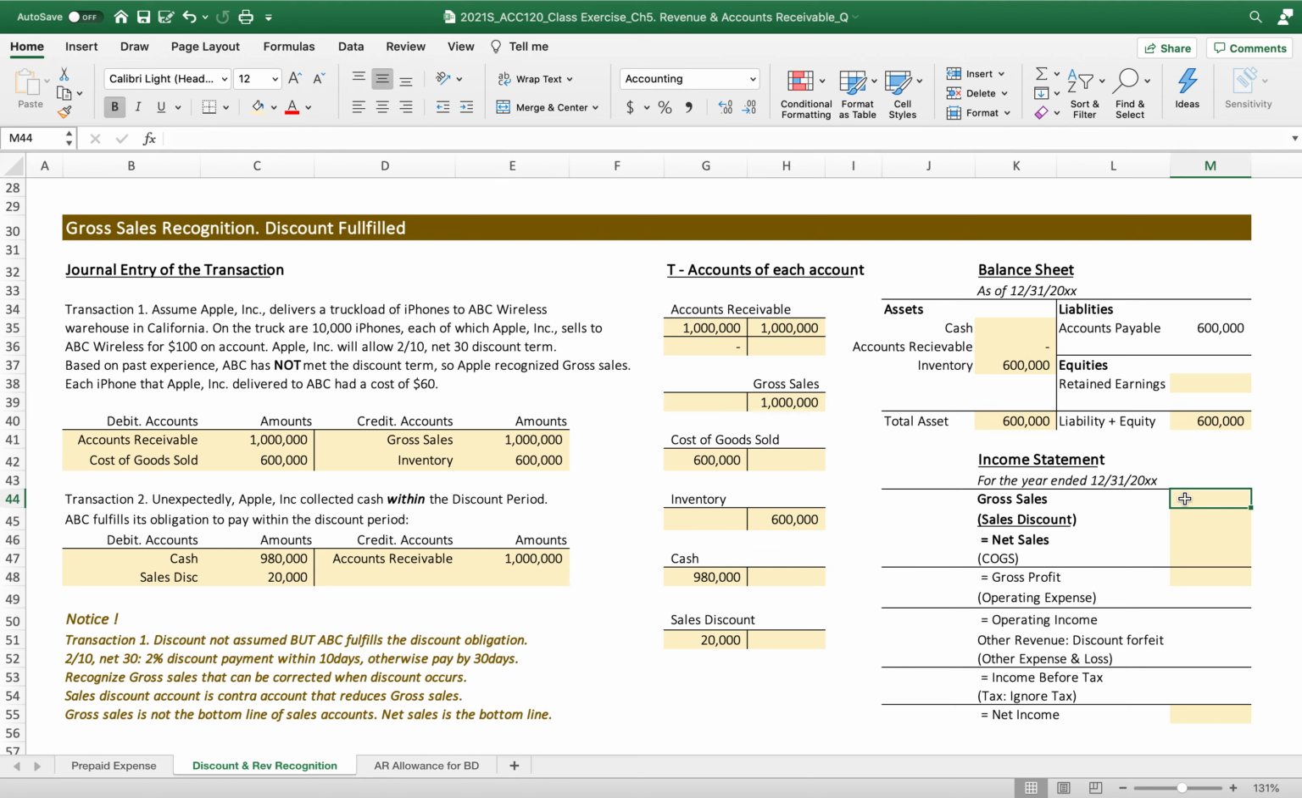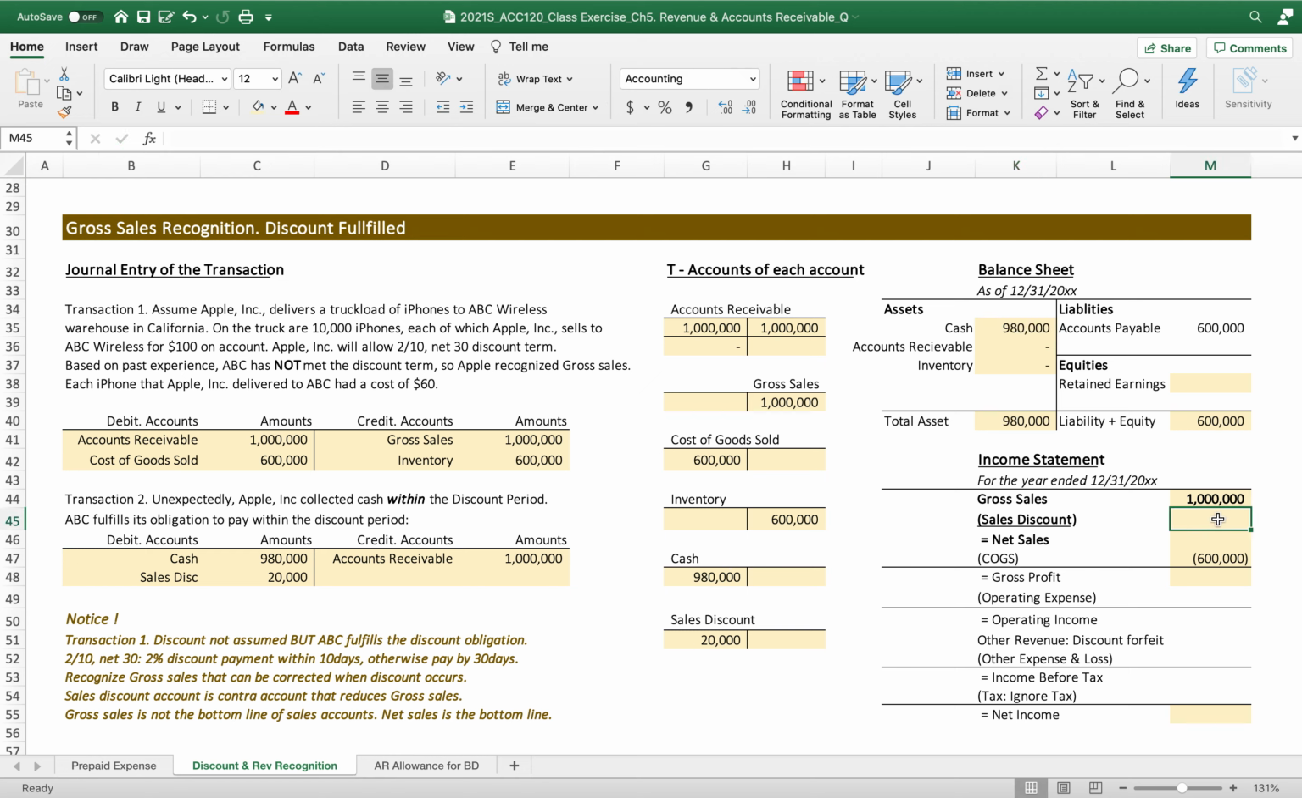Then after accounts receivable, we should record the gross sales, starting point, assuming that Apple doesn't think ABC Wireless will pay within 10 days, but it did. Anyway, starting point. And then cost of goods sold. What is the cost of goods sold? Based on the matching principle, there you go. After net sales, cost of goods sold is always negative because it's an expense that reduces equity. And then inventory out, because Apple sold this inventory, so we don't have any inventory. And then cash received is not 1 million but 980.